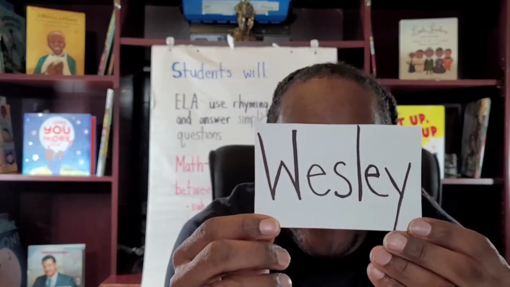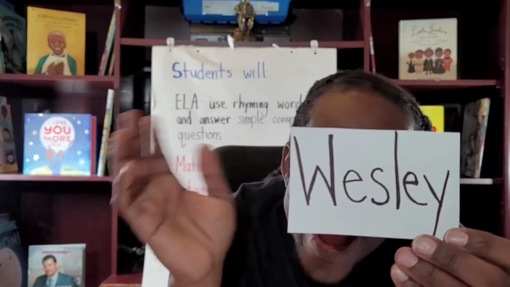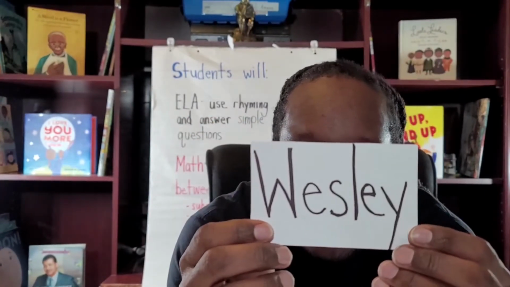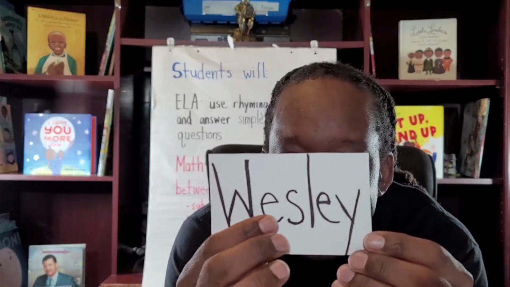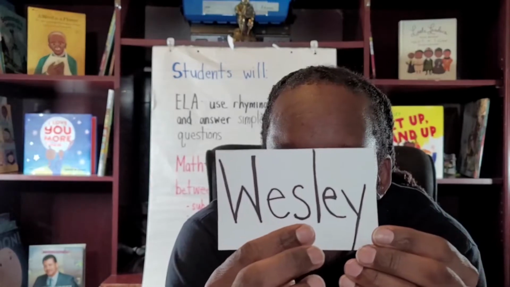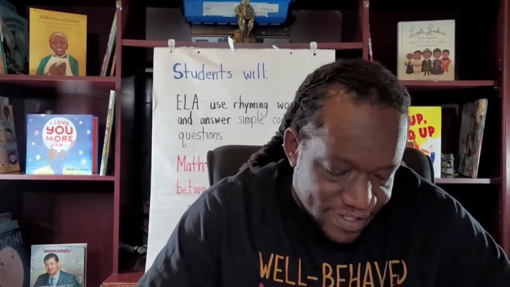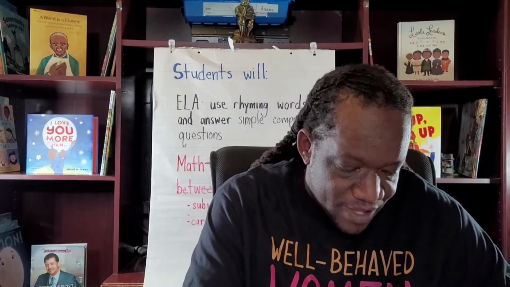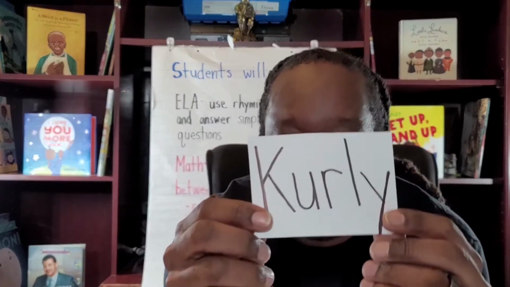I think Kimberly knows this person. Whose name is this? Wesley. Hi, Wesley. How you doing, Wesley? Let's spell Wesley. W-E-S-L-E-Y. W-E-S-L-E-Y. Hi, Wesley.